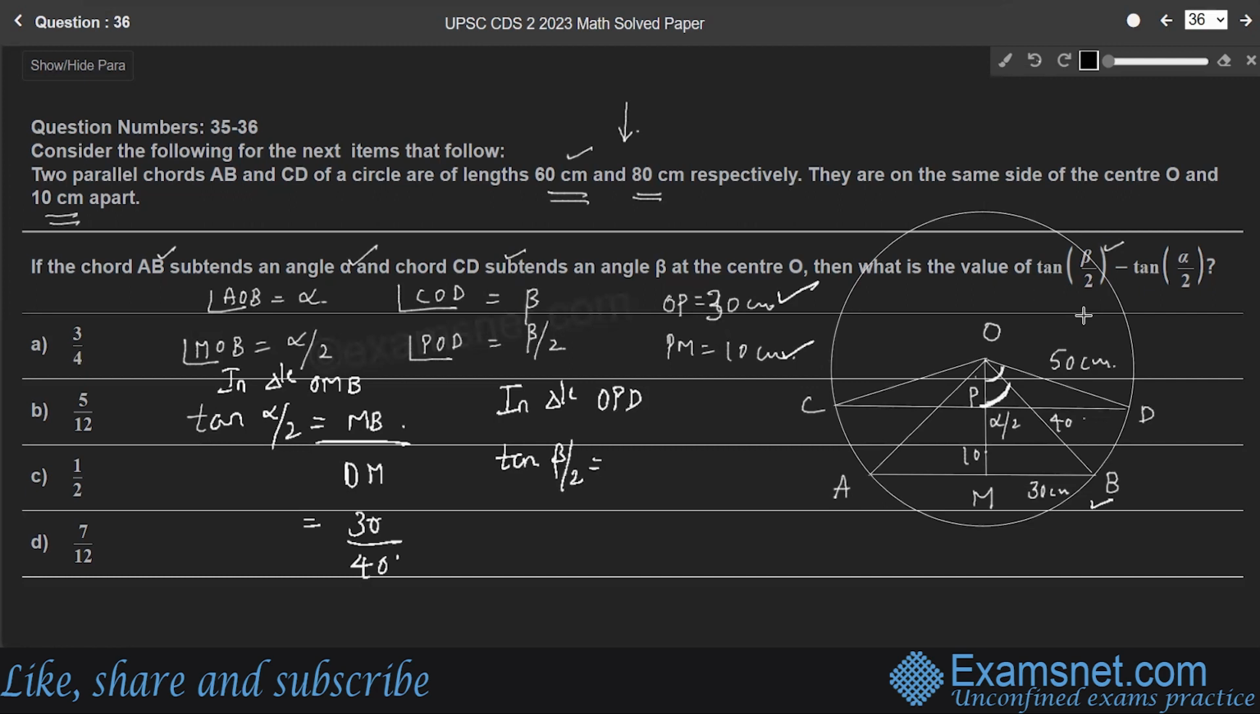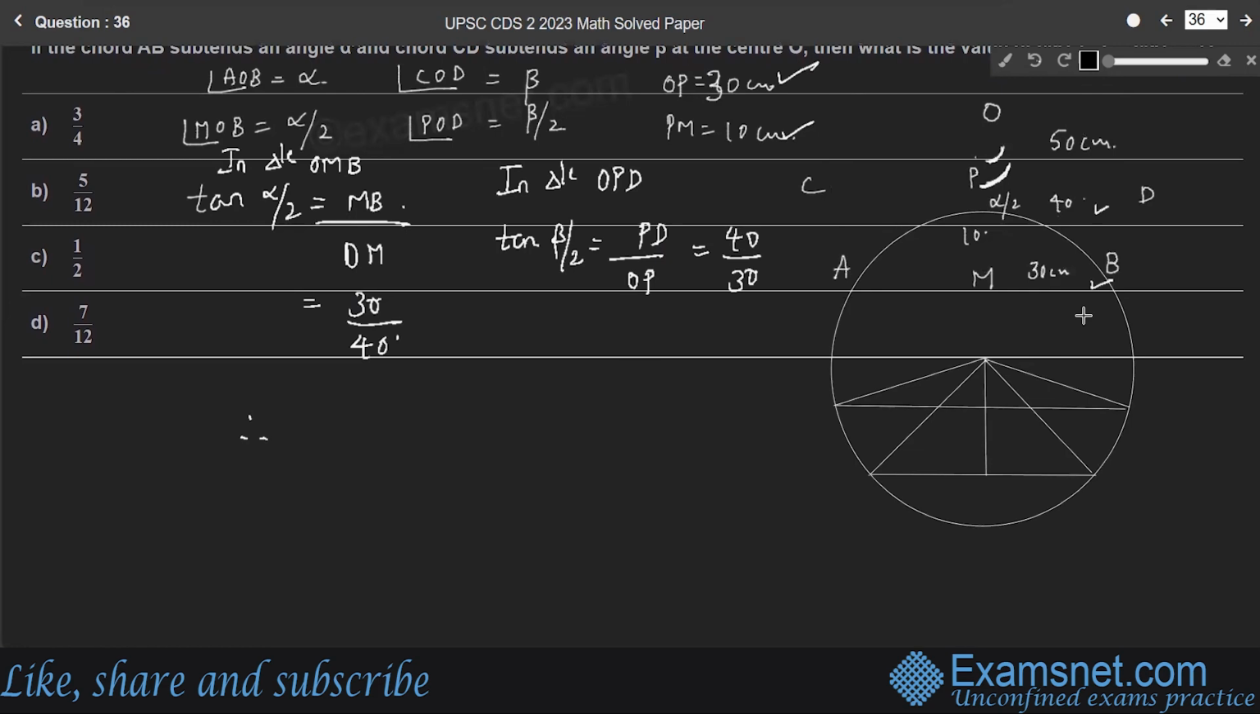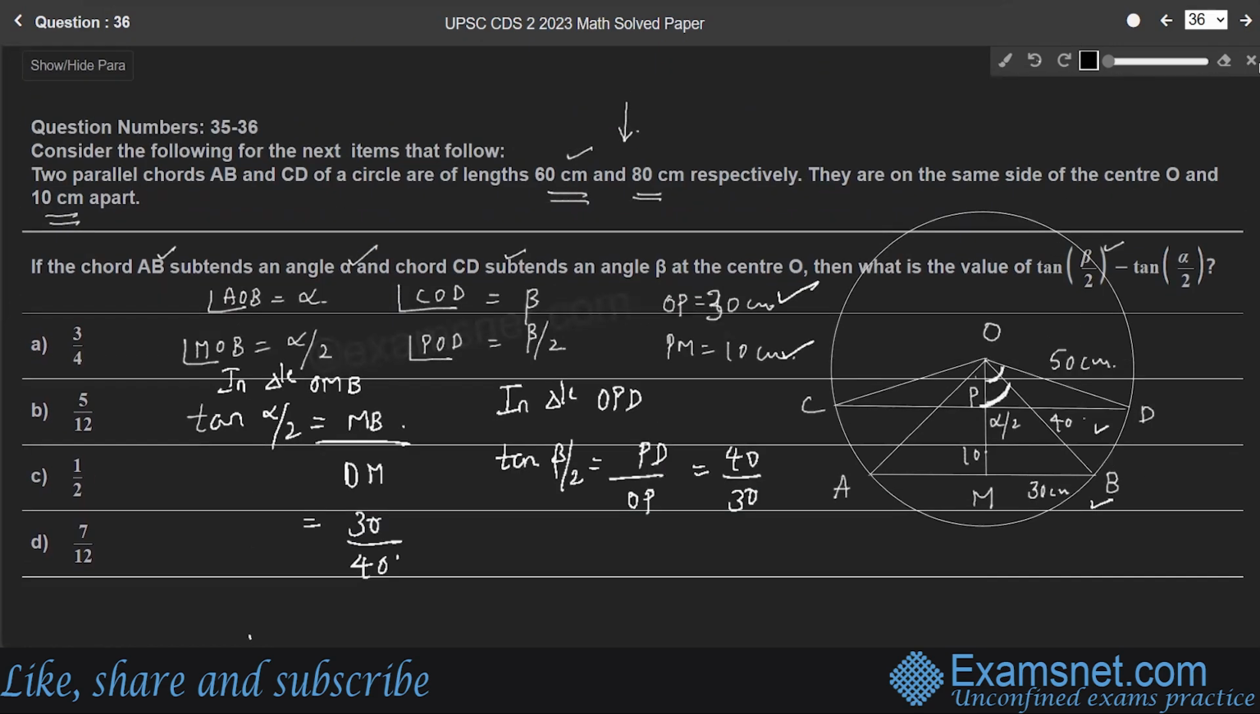Tan beta by 2 is the opposite side to beta by 2, which is 40 centimeter, that is PD by OP. So which is 40 centimeter by 30 centimeter. Therefore, it is 4 by 3. We need tan beta by 2 minus tan alpha by 2.